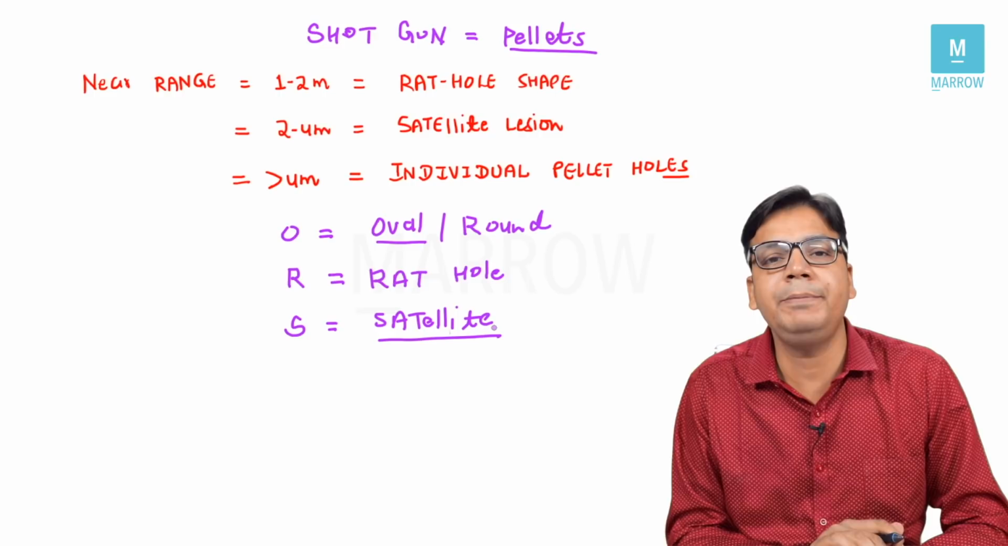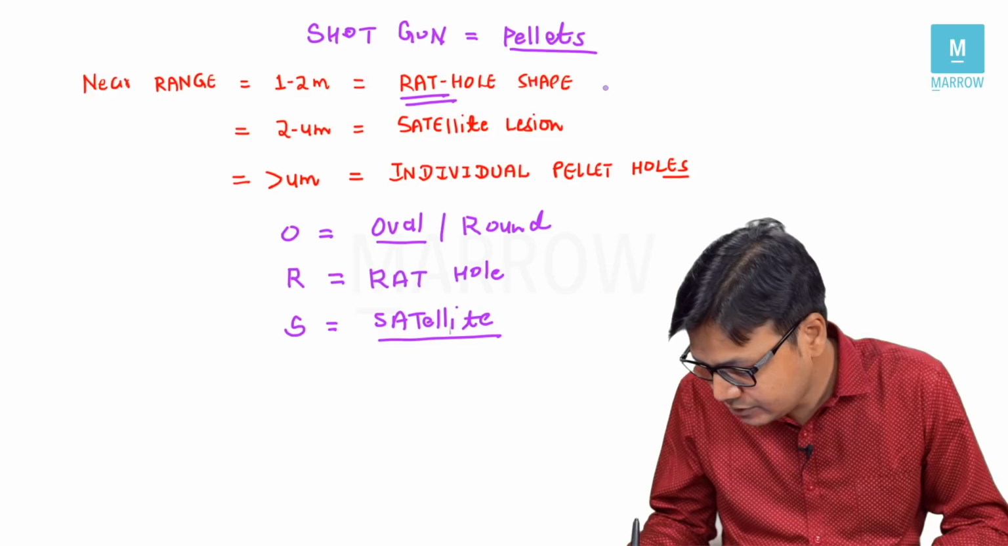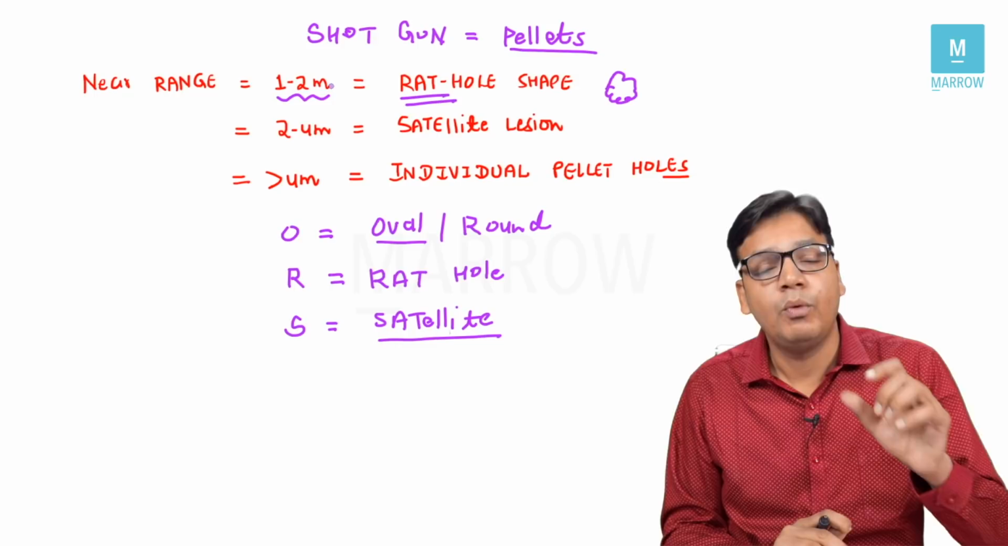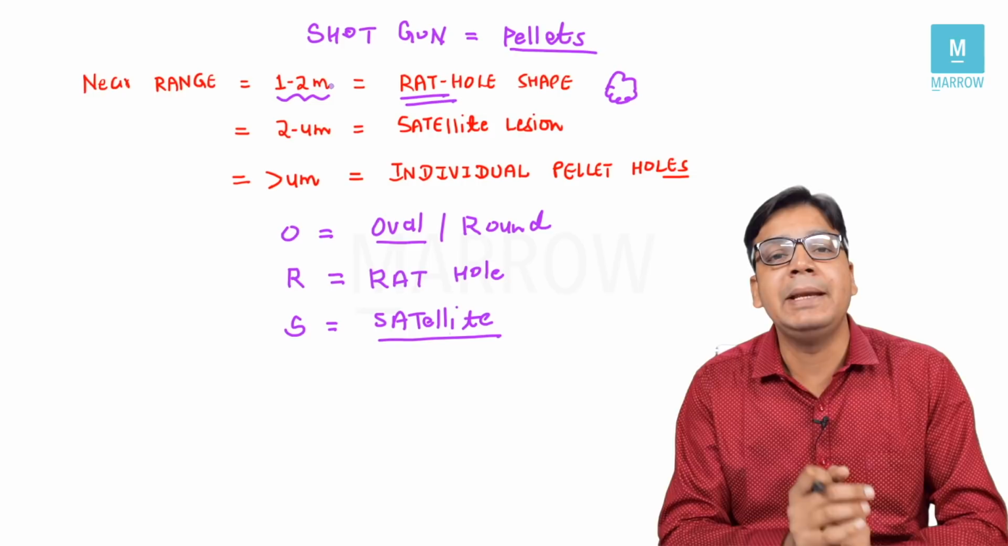Now see, rat hole shape. If you see rat hole shape, it looks like this. Rat hole shape is seen when the shotgun is 1 to 2 meter away. This question sometimes comes in the exam: if the shotgun is 1 to 2 meter away, what is the shape of the entry wound? That is rat hole shape, like a rat's bill. Actually, the margin will be a nibbled margin. That is rat hole shape.